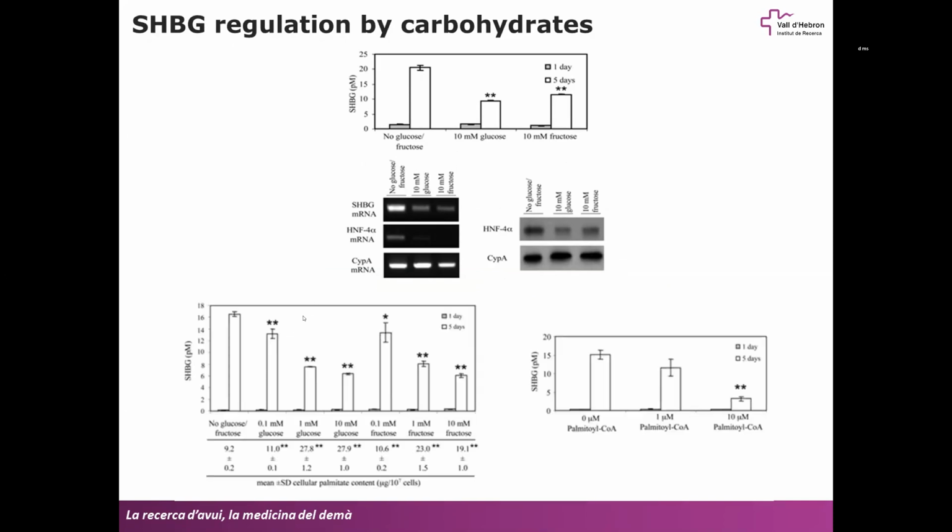Then we repeated the experiments with a different amount of glucose and fructose, and we saw that this increase in carbohydrates increased the hepatic lipogenesis, and you can see here the amount of palmitate that these cells accumulate. And in fact, if you take these cells and you treat them directly with palmitate, you can see that you reduce the production of the SHBG protein.